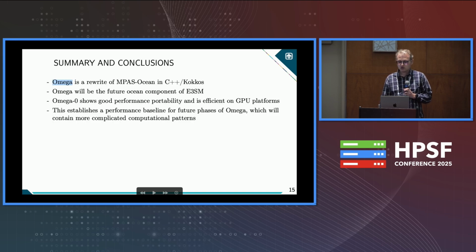Okay, to conclude, Omega is a rewrite of MPAS-Ocean in C++. With Kokkos, it will be the future Ocean component of E3SM. We think we currently have, with Omega 0, good performance, portability, and efficiency on GPU platforms. And this is a nice baseline performance for future versions of Omega, which will include more complicated computational patterns. Okay, thank you.